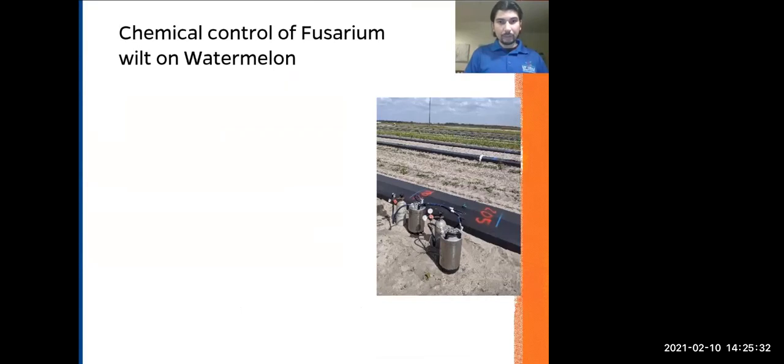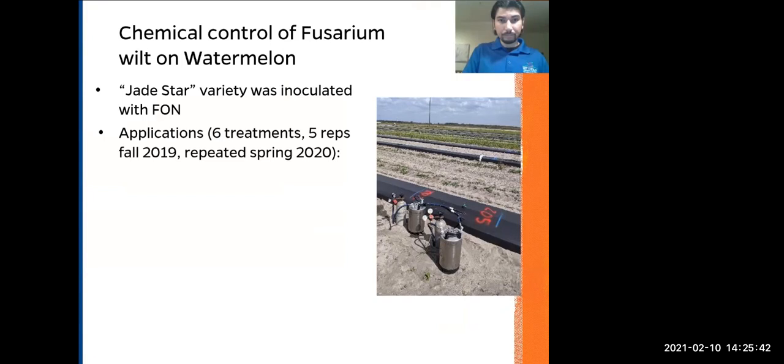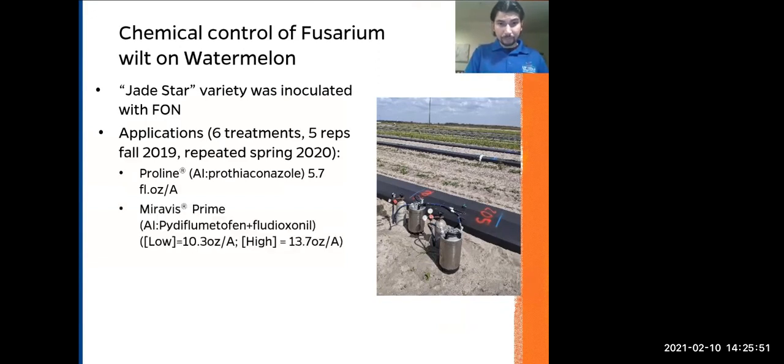So first I want to talk about a field trial that we conducted in the fall of 2019 and spring of 2020. The watermelon variety Jade Star was inoculated with FON. Application using 6 treatments, 5 reps, was done in the fall and repeated in the spring. The treatments selected were Proline, which is the industry standard, applied through a drip with a follow-up foliar application. And we were experimenting with a new product, Miravis Prime, which we used at low concentrations and high concentrations, which are listed here.